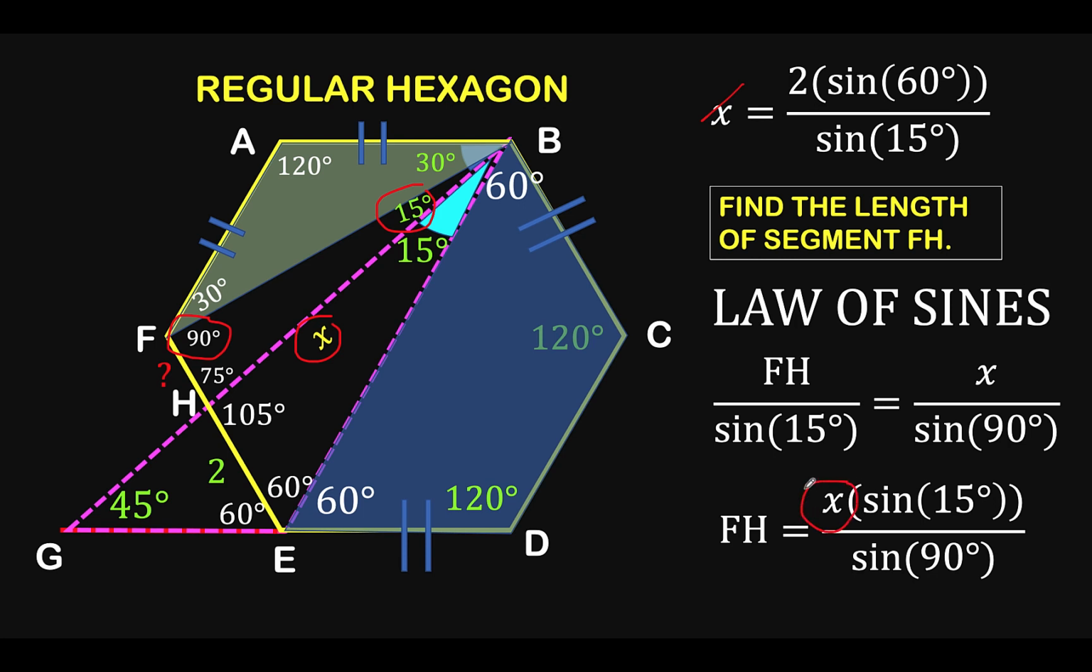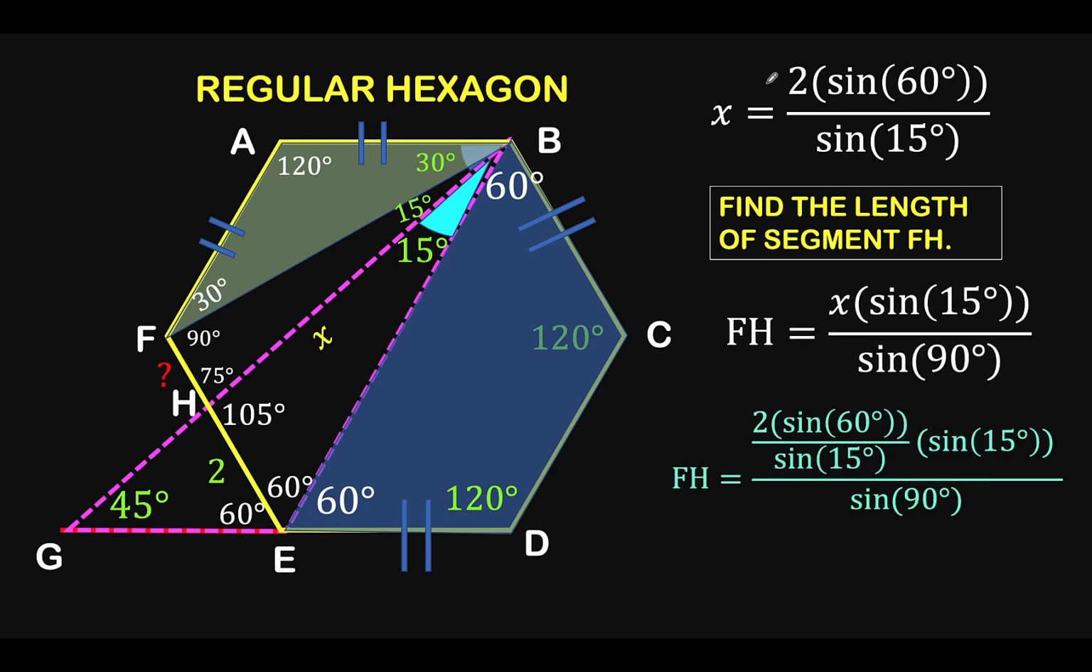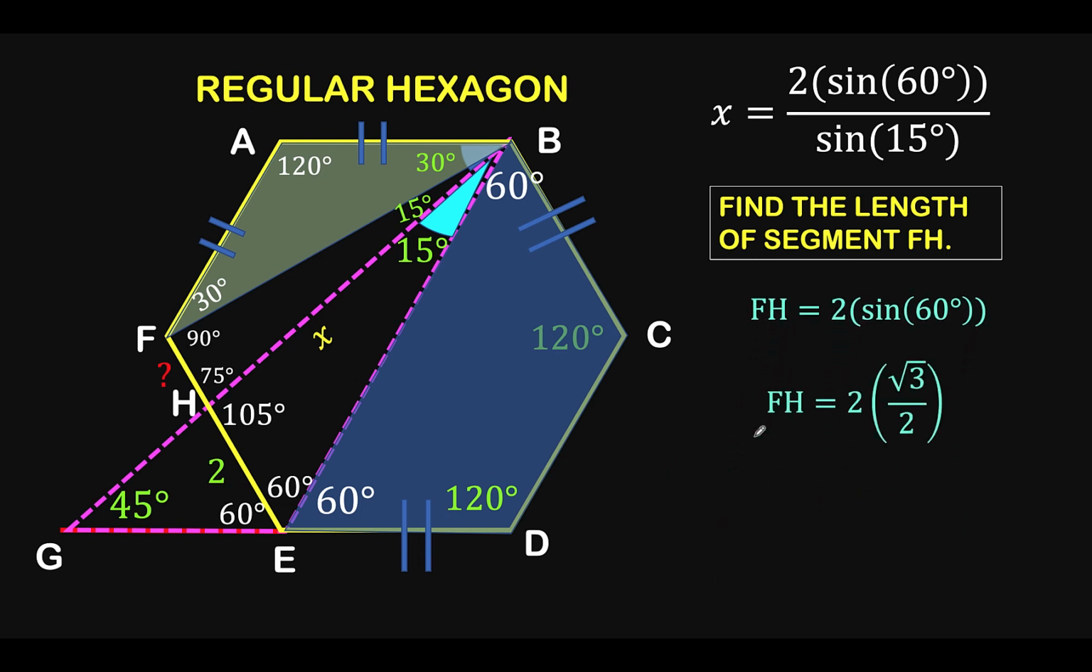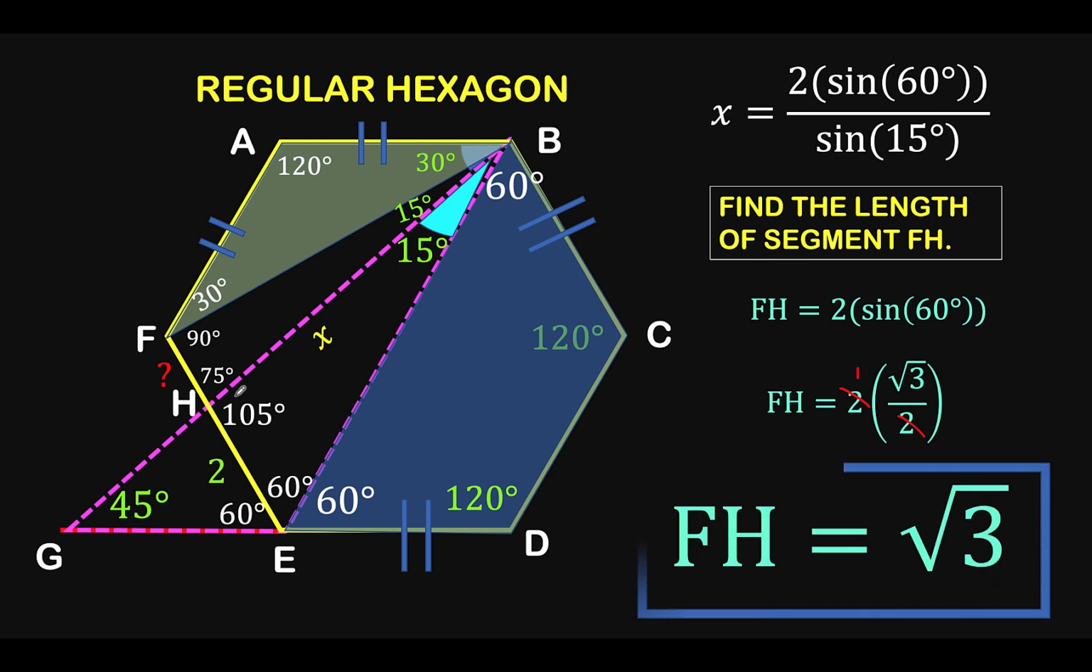This X, remember, is this value here, so we can now substitute the value of X to that equation to arrive at this. So this X is this part here, and we copy all the rest. Notice now that this sine of 15 and this sine of 15 will cancel each other out, and the sine of 90 degrees is equal to 1. So basically what's left is FH is equal to 2 sine of 60 degrees. And we know that the sine of 60 degrees is equal to square root of 3 over 2. And so 2 divided by 2, that is equal to 1. We now have the value of FH to be equal to square root of 3, and that is now our final answer.